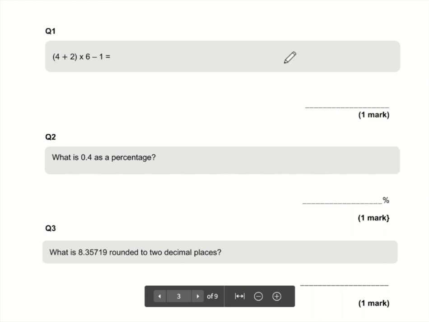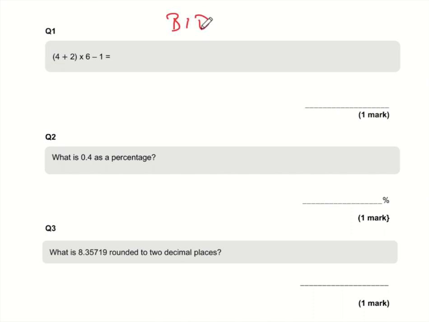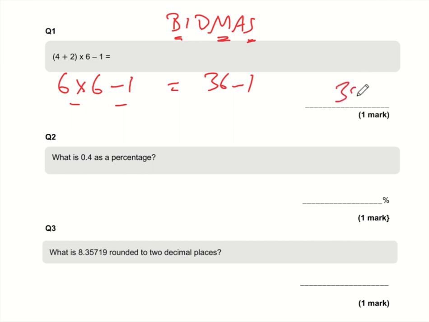So question number 1 is testing our understanding of BIDMAS. B is for brackets, so we'll do those first. So 4 plus 2 is 6. 6 times 6 take away 1. Well, here we've got multiplication and subtraction, so we'll do the multiplication first. 6 times 6 is 36, so 36 take away 1, which is 35.